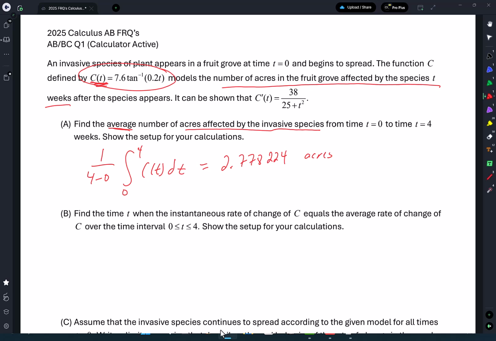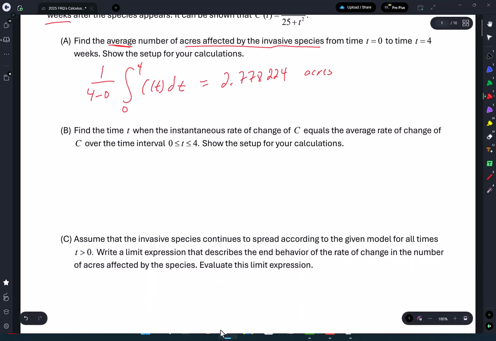Find the average number of acres. Show the setup of your calculations. I think we're good, guys. I don't see any issues. I think we're really good.